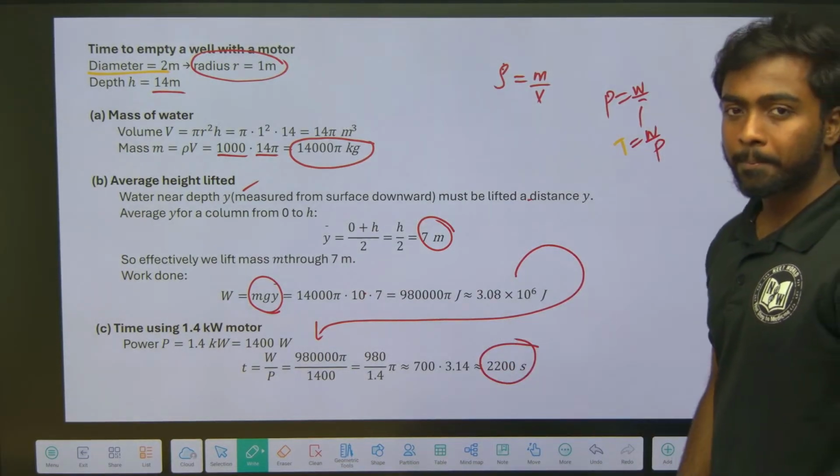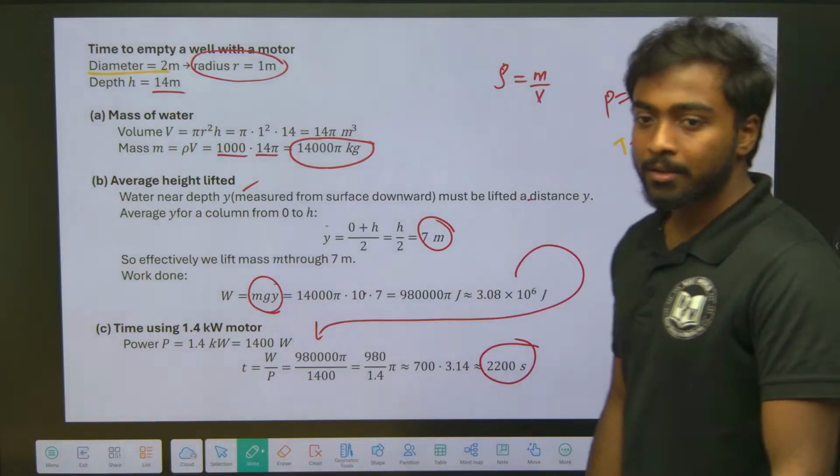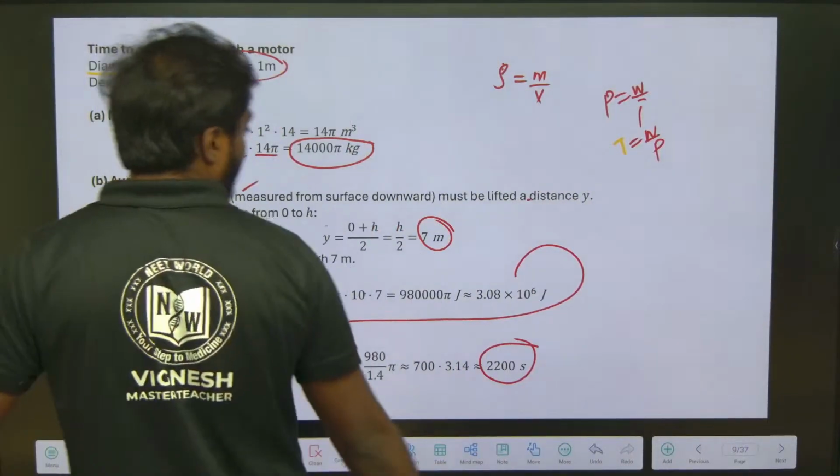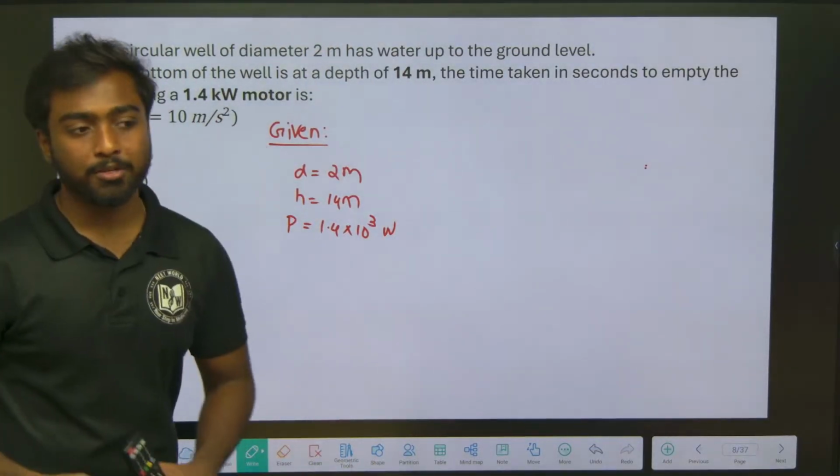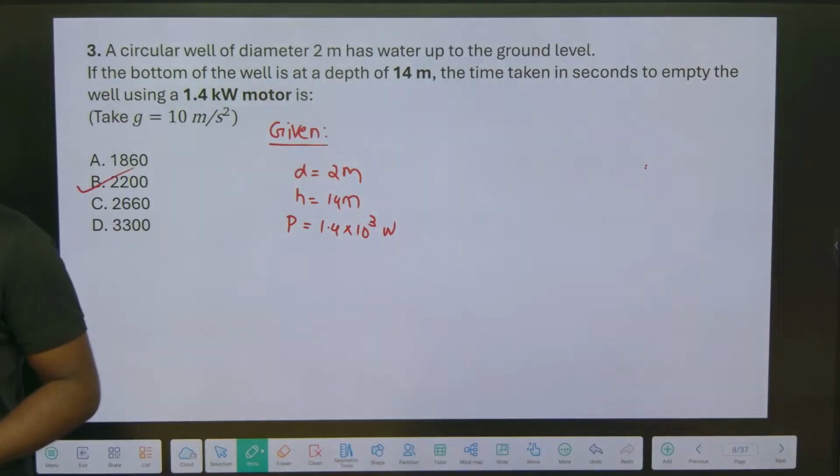2,200 seconds. So this is the answer for the given question. So option B is the correct answer. Option B is the correct answer. Right?